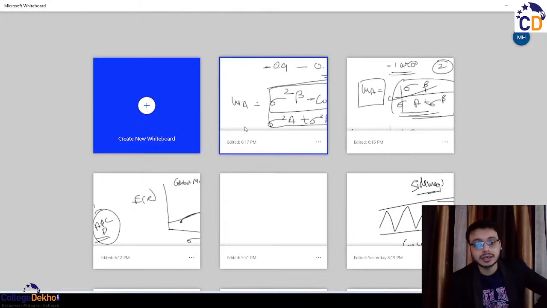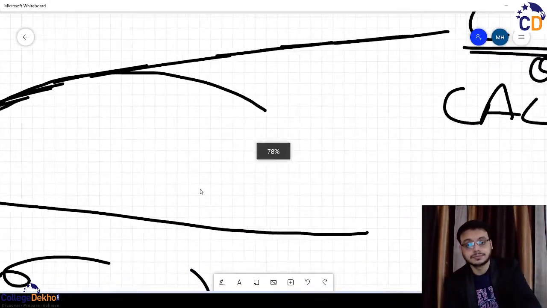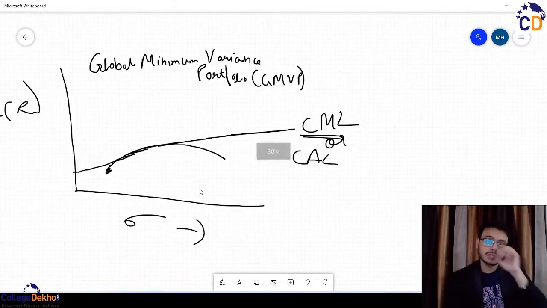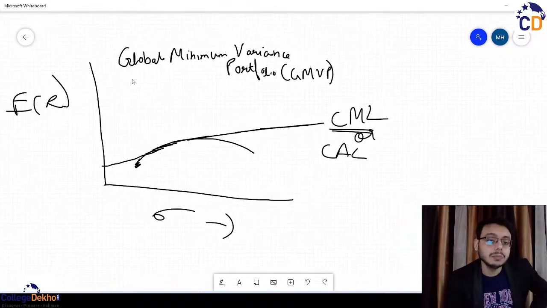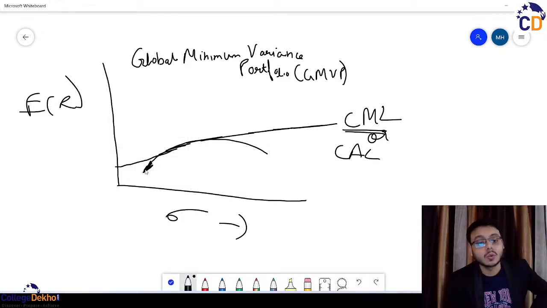तो जब हम बात कर रहे थे अपना CML and like global minimum variance portfolio, so global minimum portfolio, we can say it as a starting point of the efficient frontier. As the starting point of the efficient frontier. Why? Because this portfolio has the minimum risk.